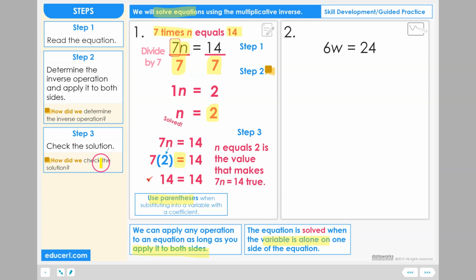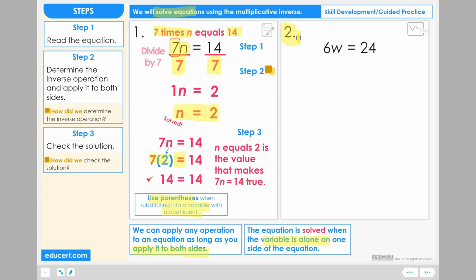How did we check the solution? And remember what we're careful for when substituting into a variable with the coefficient. We check the solution by replacing the variable with the value from the solved equation. Now we also make sure to use parentheses when substituting into a variable that has a coefficient so that we can make sure that we multiply those two values.